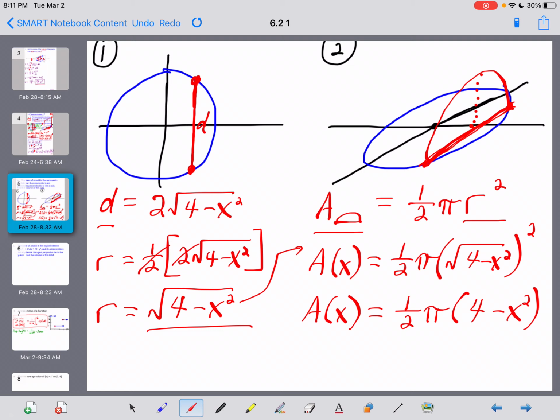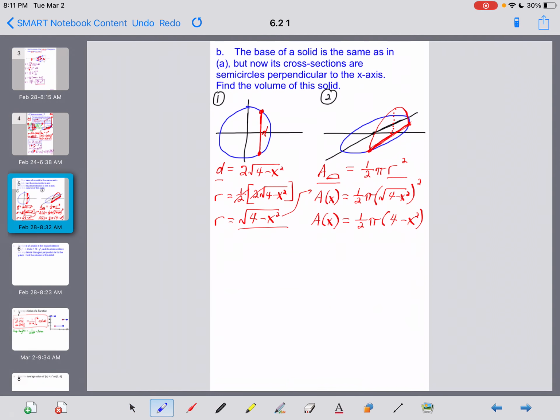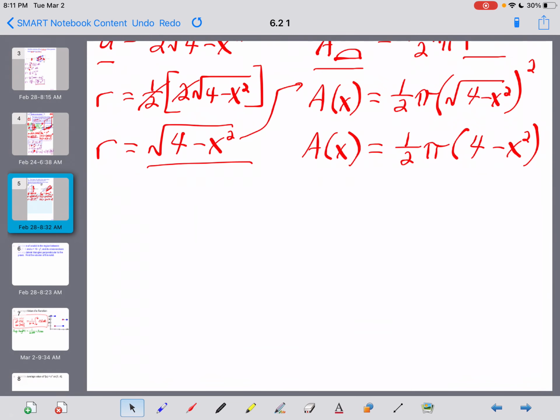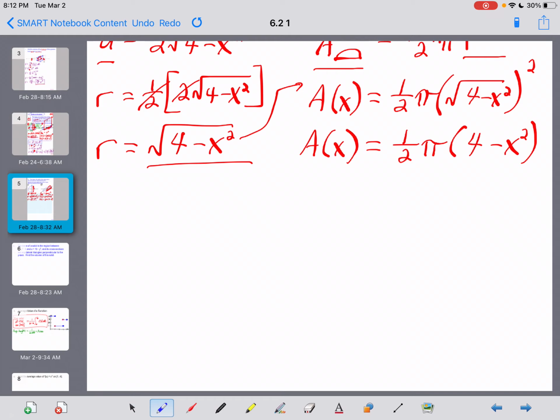Could we do something else here? Could we distribute the 1/2 pi? Yes, we could. But as I'm hoping you saw and learned from what I almost did in the last problem, that's not really going to help us at all. So I'm going to leave it in factored form like this. Now that we know our A of x formula right here, we're ready to go to our volume expression.